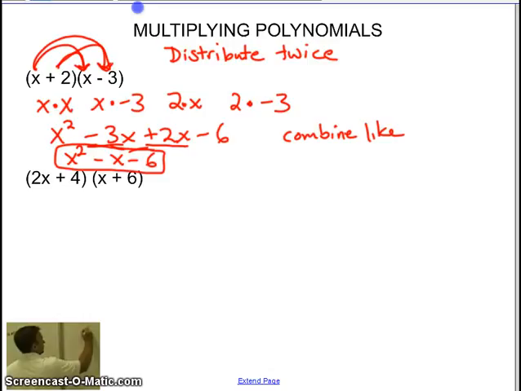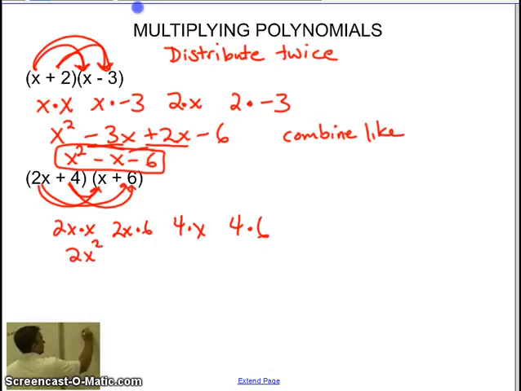Alright, the next one, you could do it again. Take the 2x, and I'm going to go underneath, times it by x. And then take the 2x, times it by 6. Take the 4, times it by x. And then take the 4 and times it by 6. So I get 2x squared, 12x, positive 4x, and then 24. Combine like terms. Got 16x, and then we have 2x squared over here, and then 24.